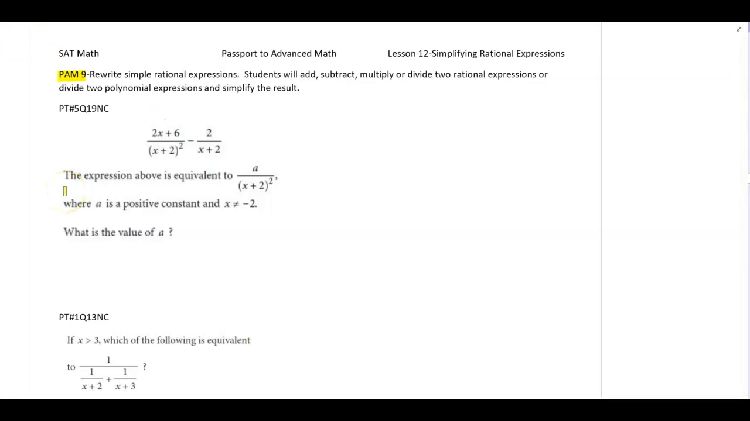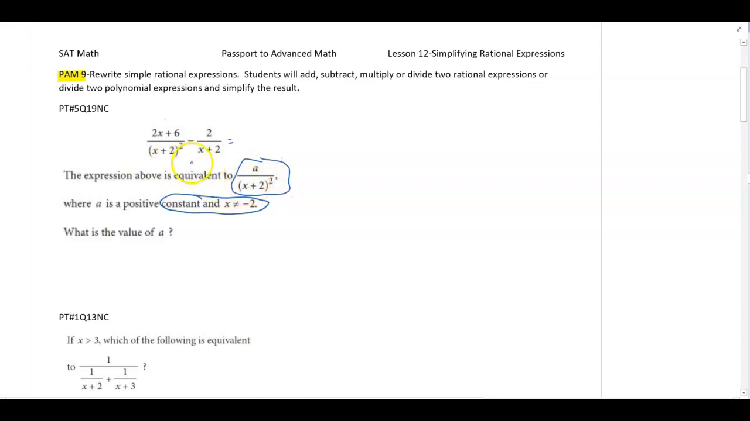Now, a lot of these examples are no calculator, but it is all basic math. So the first example says, the expression above is equivalent to a over x plus 2 all squared, where a is a positive constant and x cannot equal negative 2. The reason x can't equal negative 2 is because anytime you have a fraction, a denominator cannot equal 0, and negative 2 makes it equal 0. So it's relevant to the problem, but not to what you need to accomplish.